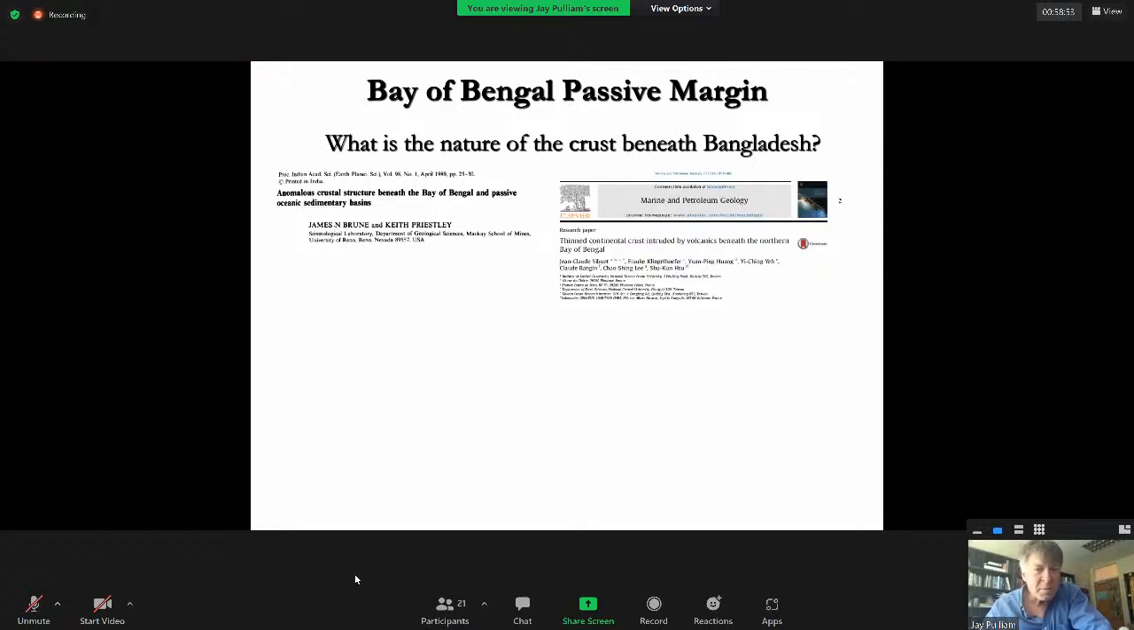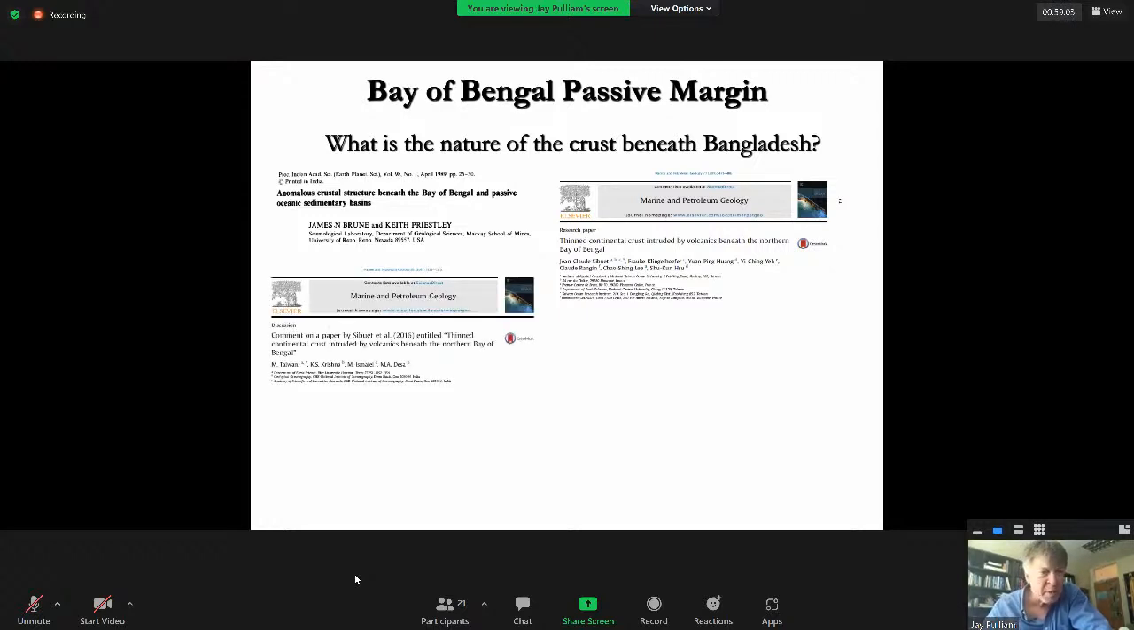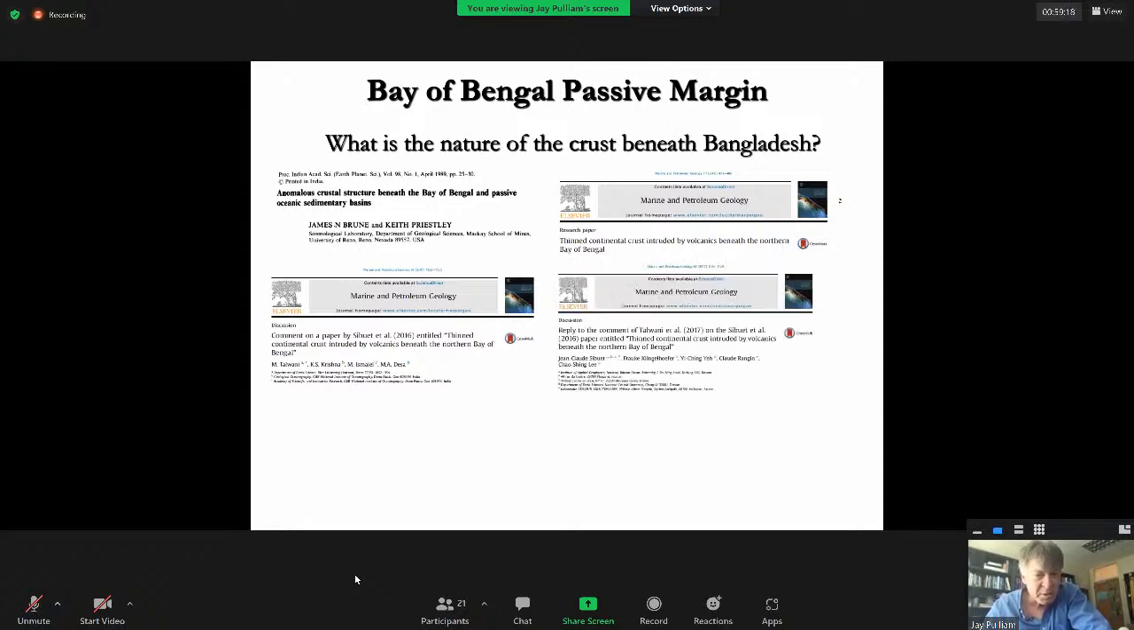There's a paper from a marine seismic study where they suggested that it was continental crust based on something I'll show you in a minute. And then Manik Talwani and some colleagues made a comment on that, in which they called that into question, actually even using figures from that very paper, and said, no, it's not continental crust, it's oceanic crust.